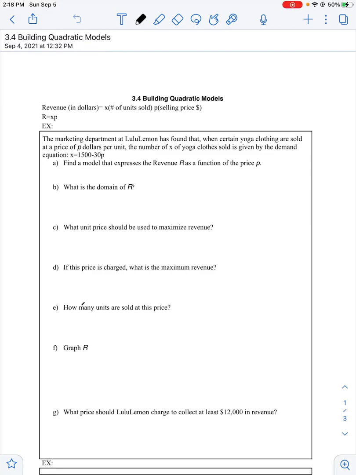Alright, so today we're doing 3.4, building quadratic models. So we're looking at word problems and solving based on a quadratic formula.